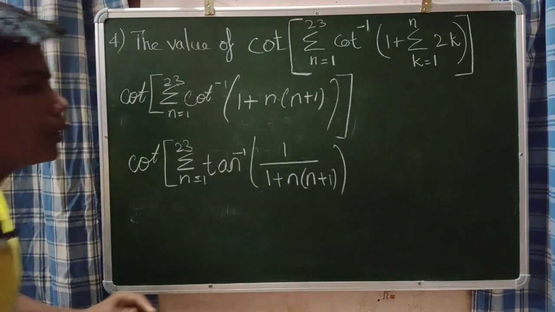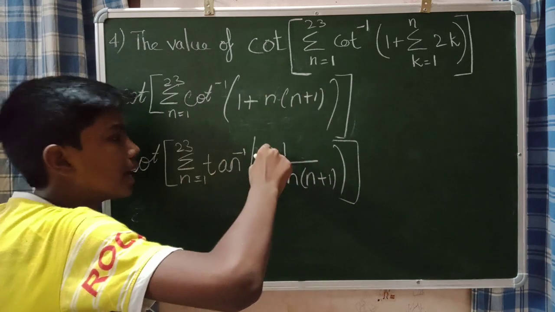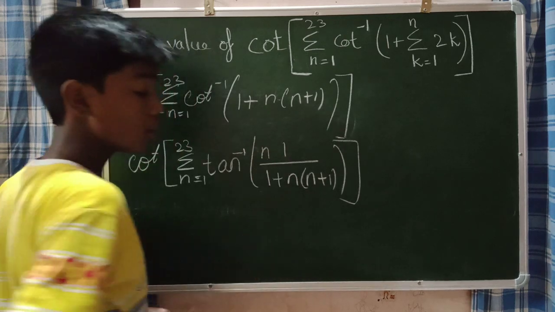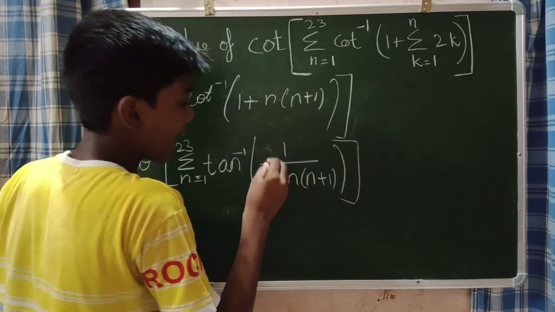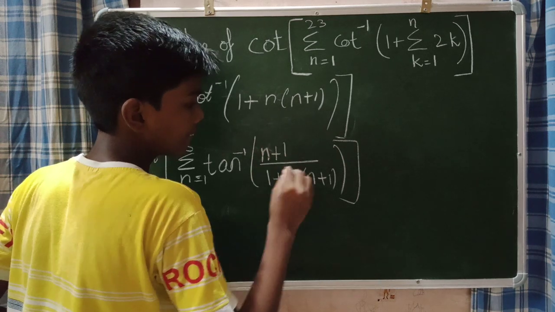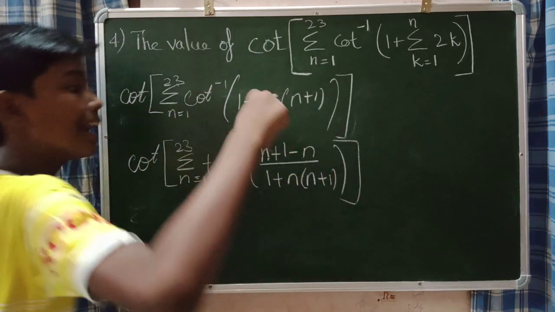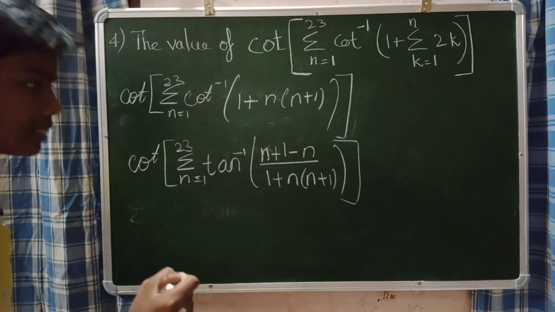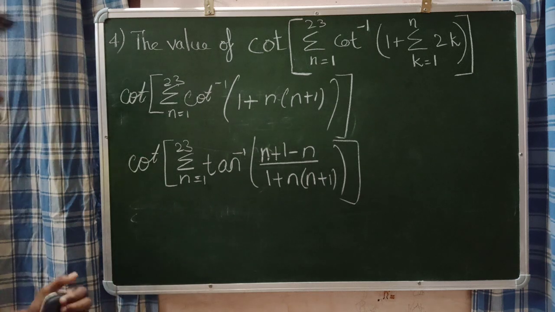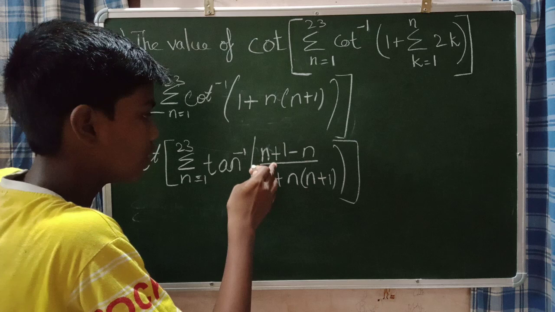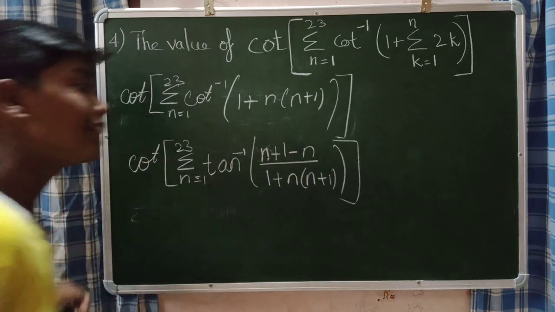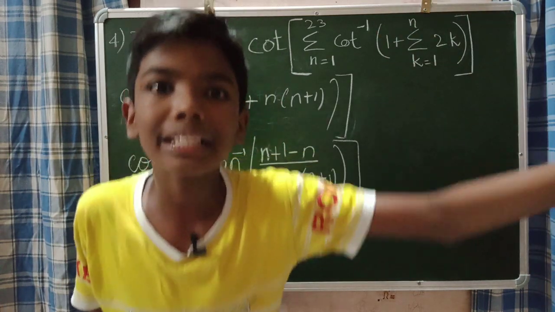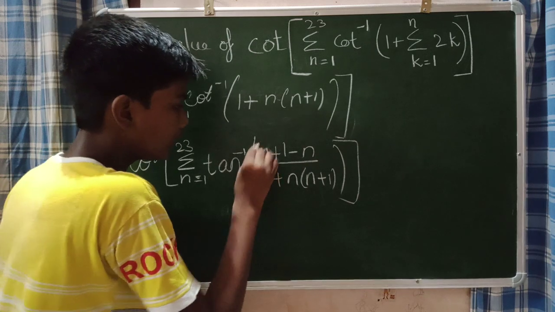Now what I'm going to do here is, at the numerator, add n and subtract n. Sorry, not 1, add n and subtract n. Why am I saying this? Because tan inverse of n plus 1 minus n divided by 1 plus n into n plus 1 can be written as tan inverse of n plus 1 minus tan inverse of n. Because we know the formula, guys.